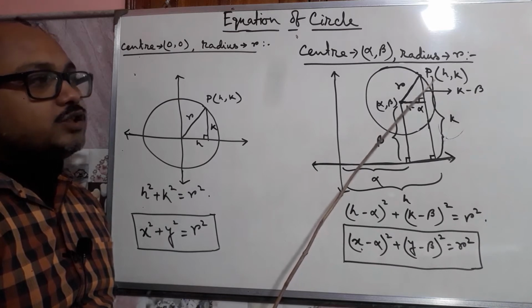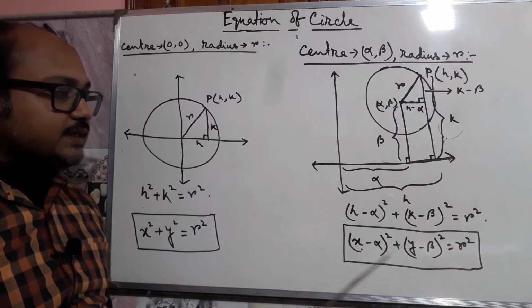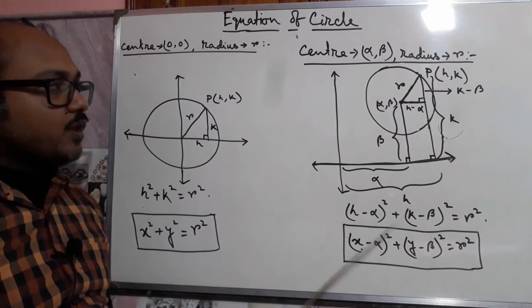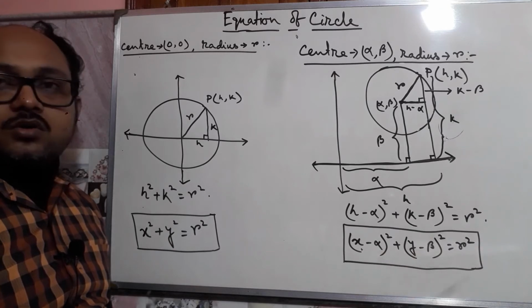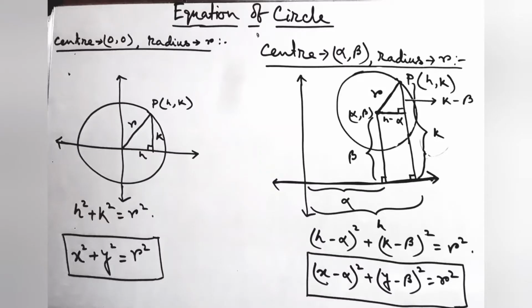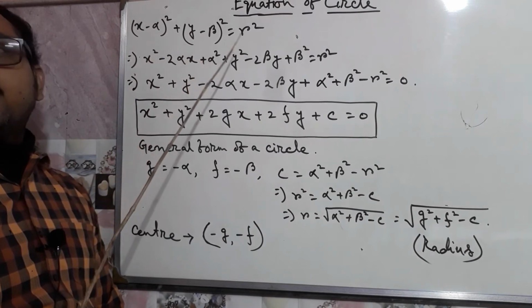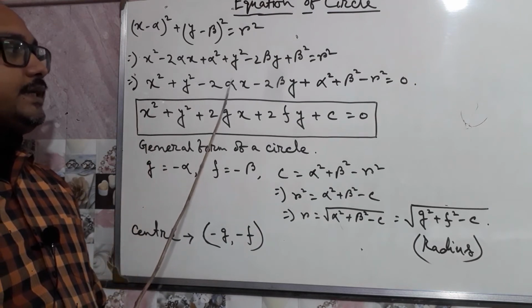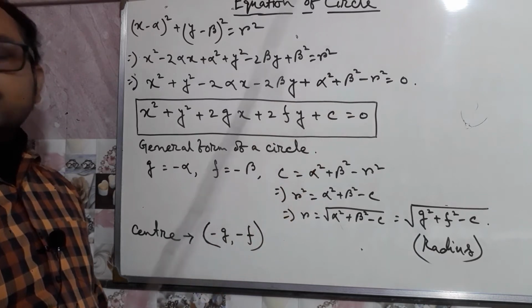So, to get the locus of this arbitrary point P, we have to substitute h by x and k by y. That is the general form of this type of circle: (x minus alpha) whole square plus (y minus beta) whole square equals r square. If we expand this, what we will get is x square plus y square minus 2 alpha x minus 2 beta y plus alpha square plus beta square minus r square is equal to 0.